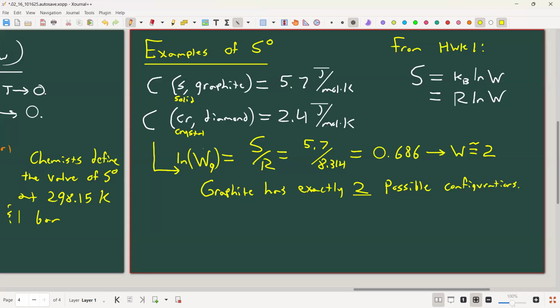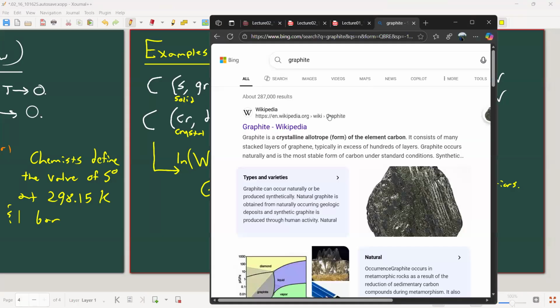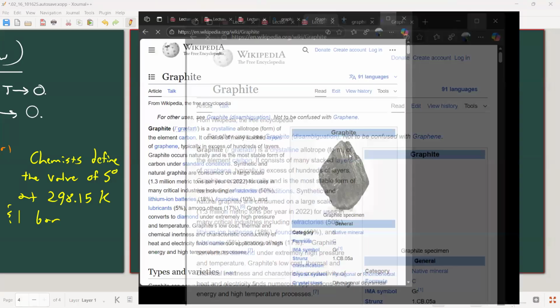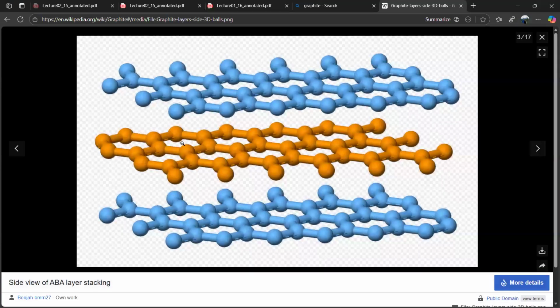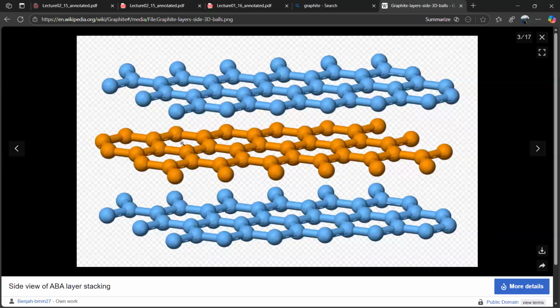All right, let's go look at the structure of graphite and maybe see if we can understand what that number means. All right, so again, we'll go look at Wikipedia. I think there's a structure of this, right? Here's a nice picture of the way that graphite is stacked.